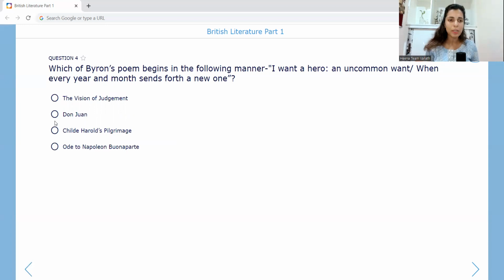A, The Vision of Judgment. B, Don Juan. C, Childe Harold's Pilgrimage. Or D, Ode to Napoleon Bonaparte. Which poem begins with I want a hero, an uncommon want? The answer is option B, Don Juan.